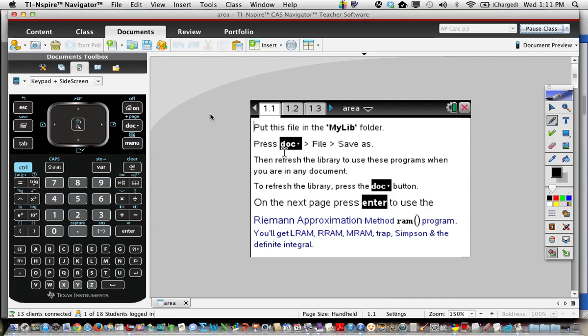Okay, now are you on this page that's on the screen there? Now go to Doc, and then File, and then Save As. Then scroll down to the MyLib folder and choose that. You want to save it in there. Okay, now go to the Doc button again, and then down to Refresh Libraries. Okay, all done? Now go over to the 1.2 page, just scroll over one page. There you go, now hit enter. Does the program run?